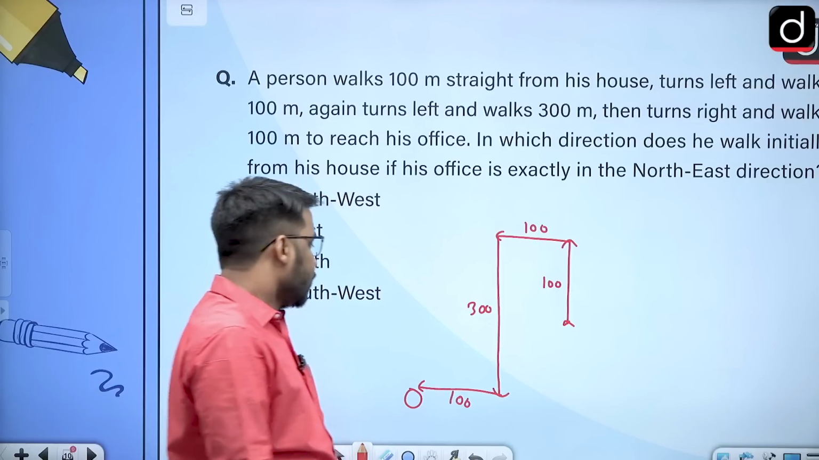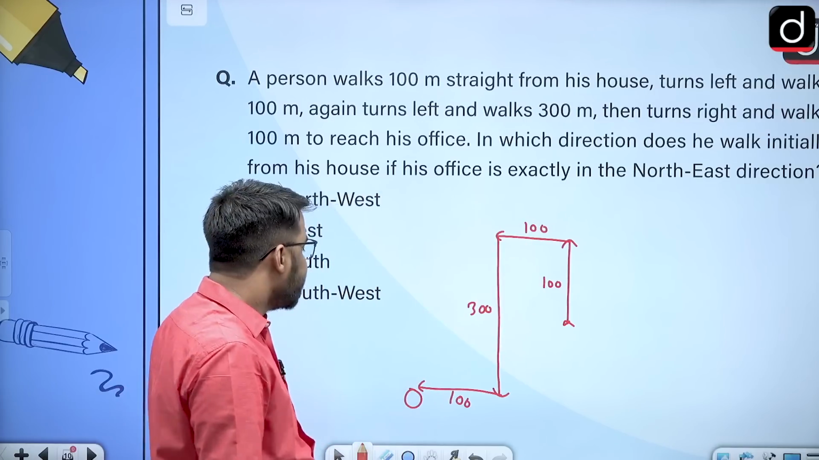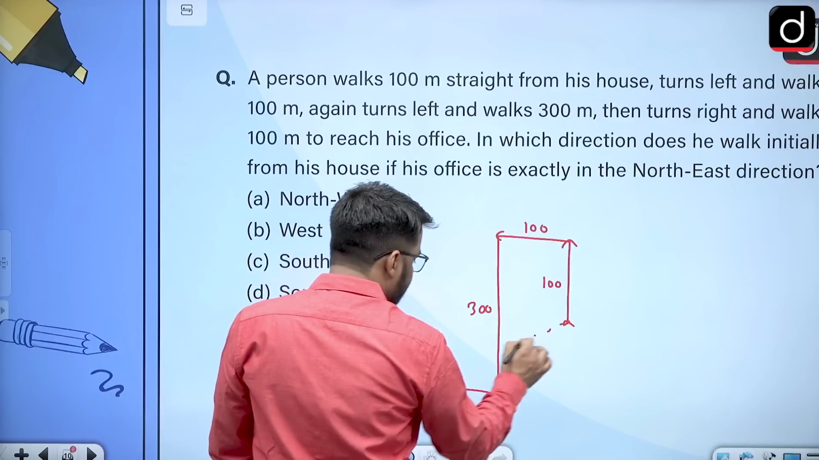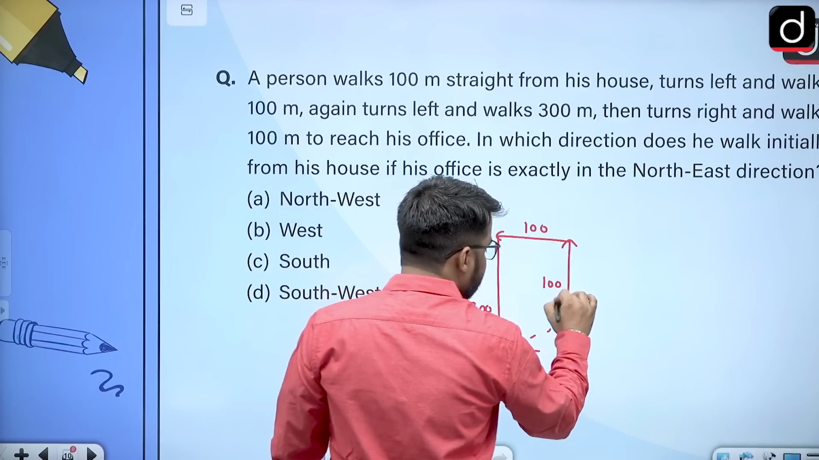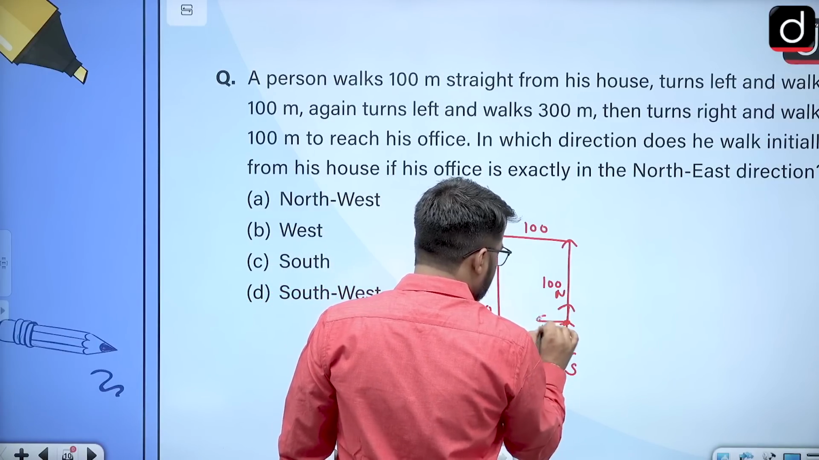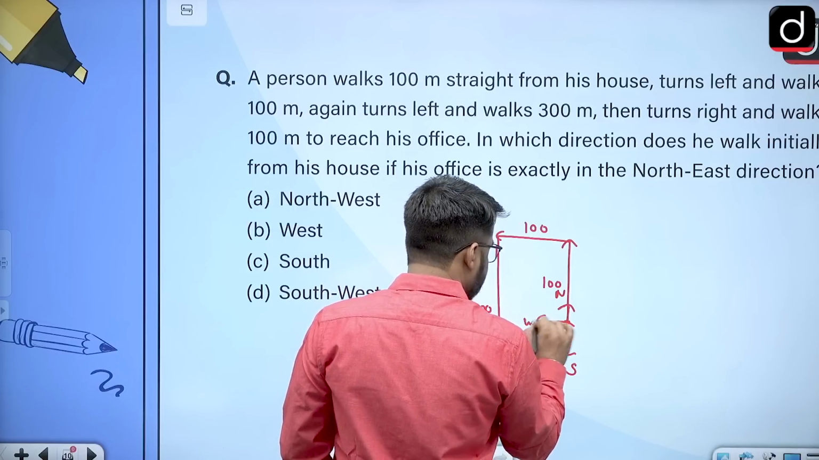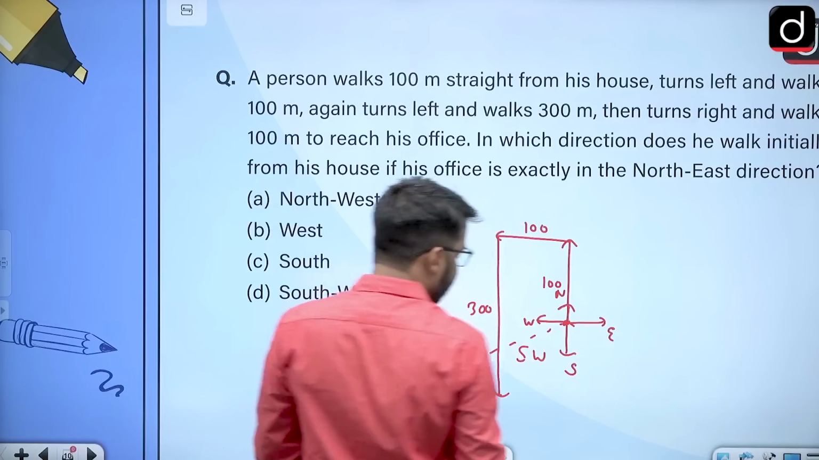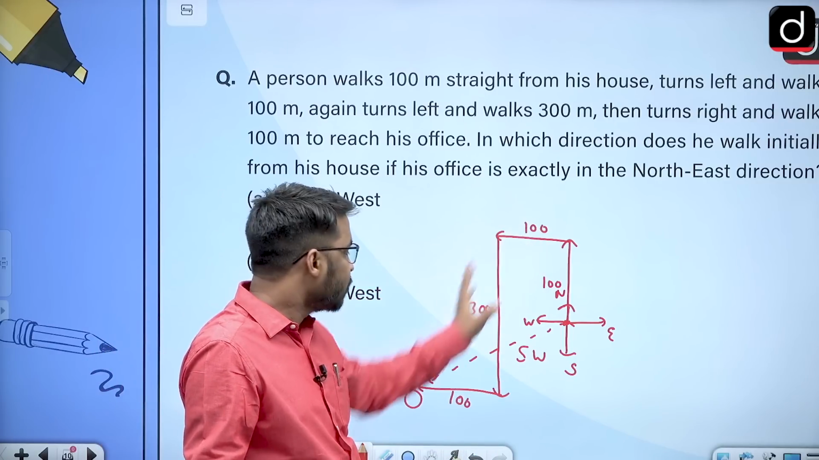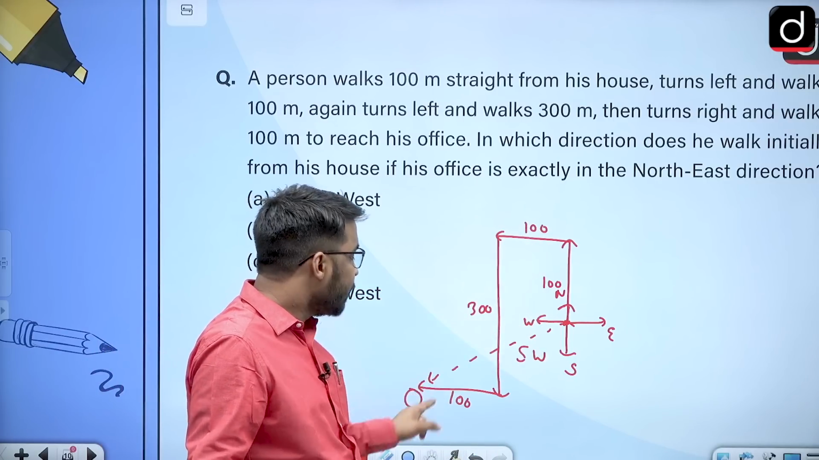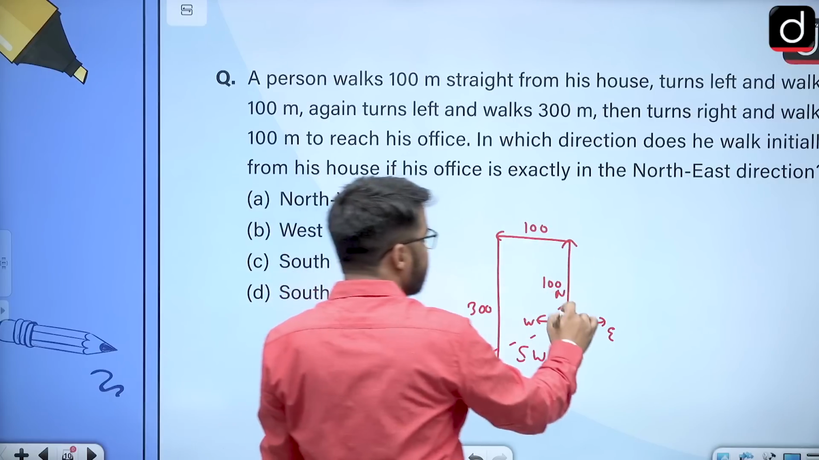Now see, initially when he started walking in north, after taking these turns, he saw that his office came in the southwest direction. This is north, this is south, this is west and this is east. So initially when he started from his house walking in the north direction, he saw that his office came in the southwest direction with respect to his house, but he wants his office in the northeast direction.